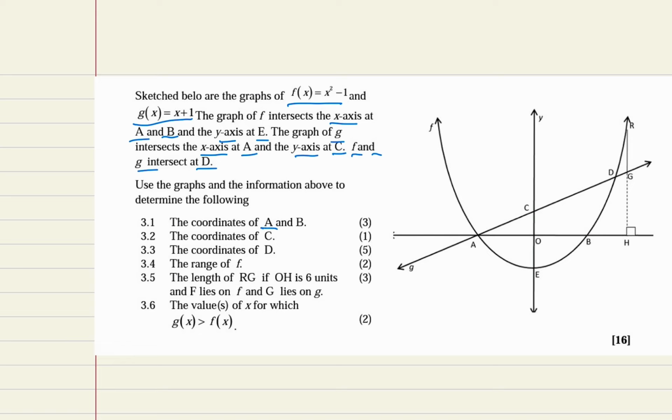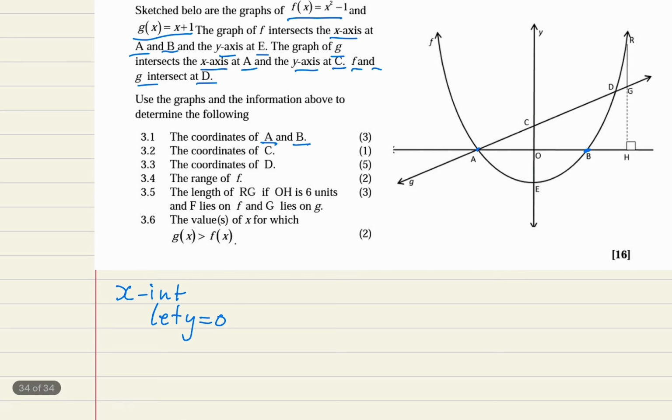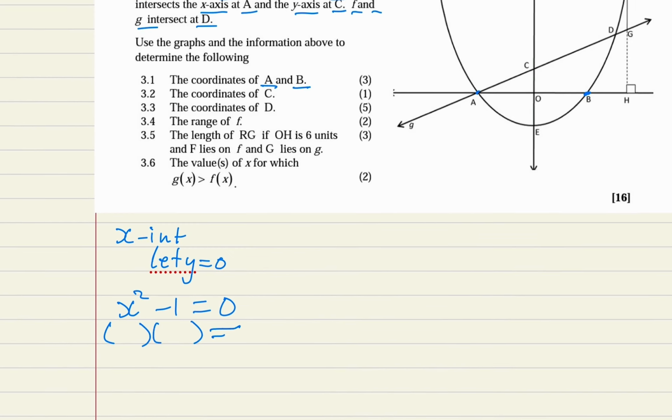Number one, they're looking for the coordinates of A and B. Those are the x-intercepts. So since they are the x-intercepts, you will take the graph of F, where we let y equal to 0. Hence, we will have x squared minus 1 equals to 0. I open up two sets of brackets. I will have x and x, 1 and 1, plus and minus. So x is equal to minus 1 or x is equal to 1.